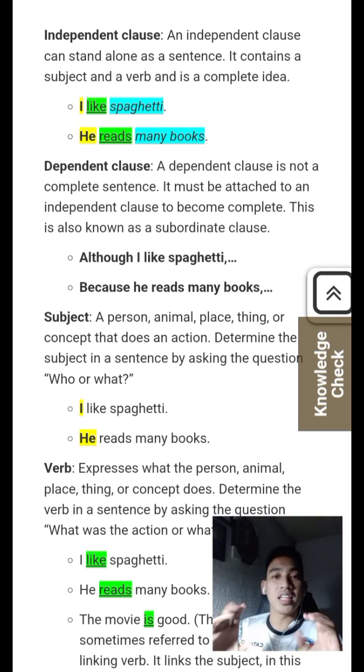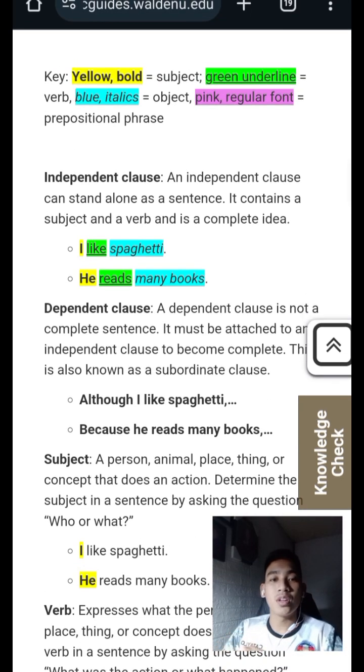Independent clause. An independent clause can stand alone as a sentence. It contains a subject and a verb and is a complete idea. That's an independent clause. Example, I like spaghetti. I, the subject, like, the verb, and spaghetti, that is the object.